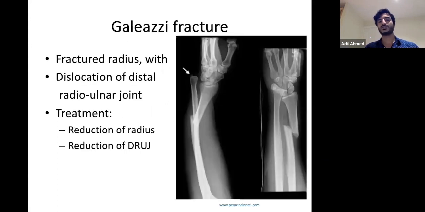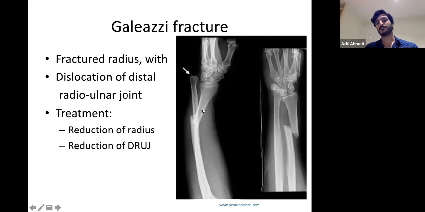Now, Galeazzi fractures are a similar entity to Monteggia, but on the distal aspect of the forearm, and so they're associated with the fracture of the radius with dislocation of the distal radio-ulnar joint, and quite often the ulna is dislocated dorsally, which we can see here. This not only requires reduction of the radius, but also reduction of the distal radio-ulnar joint.